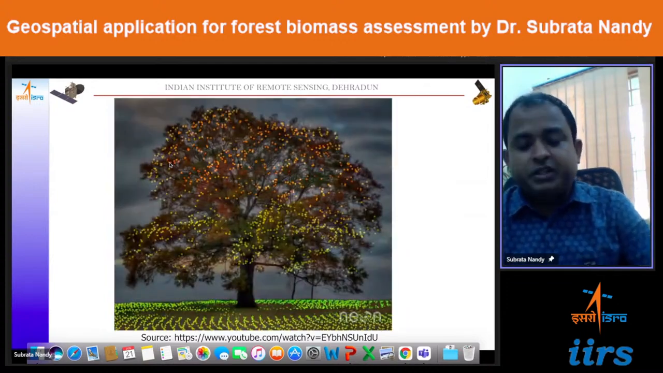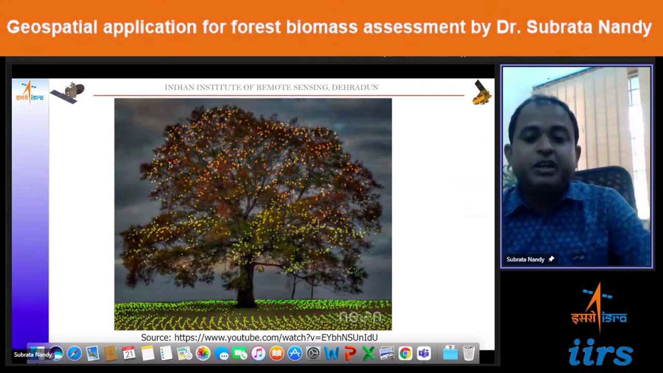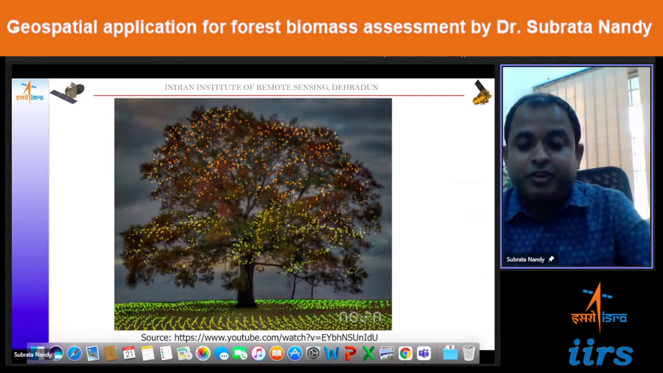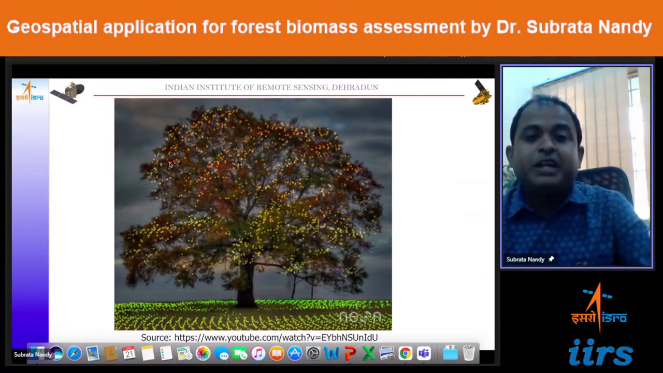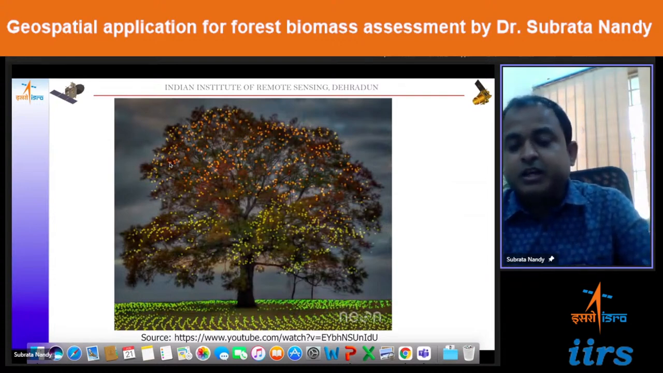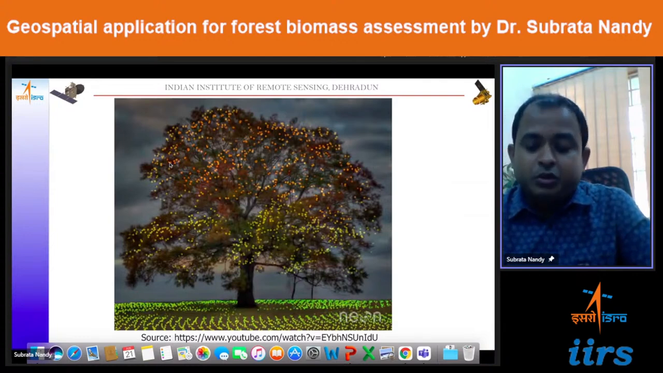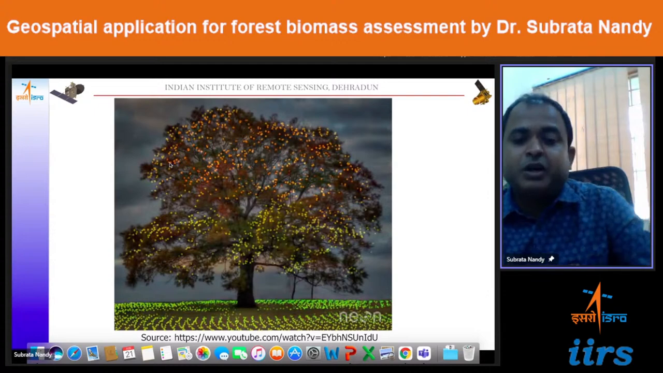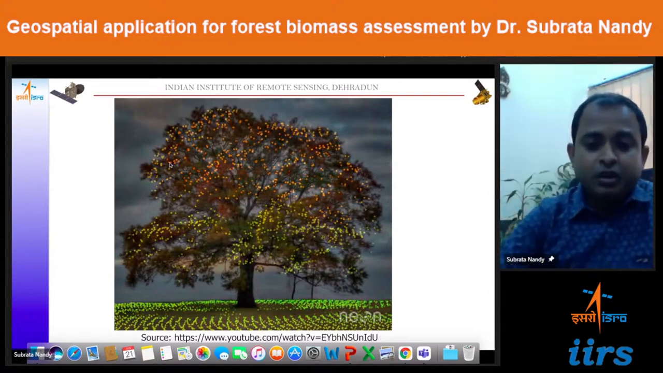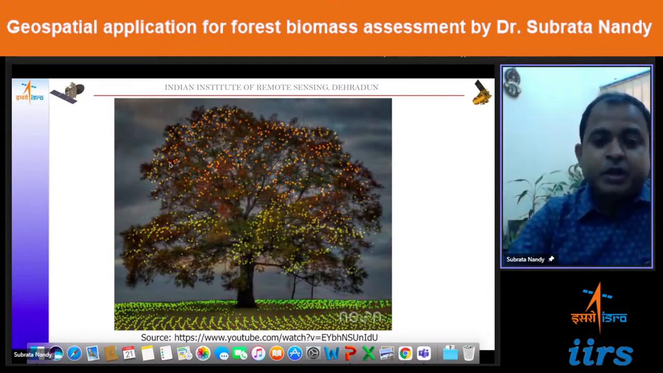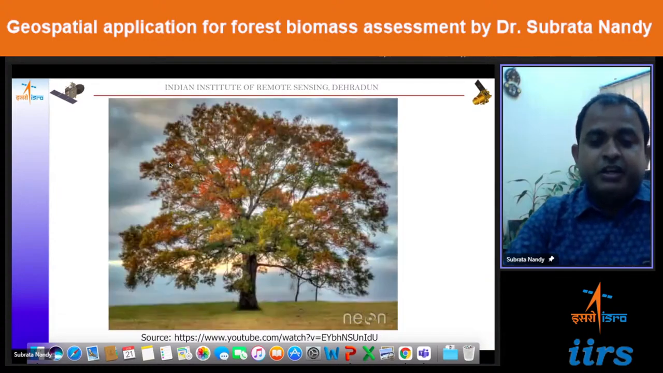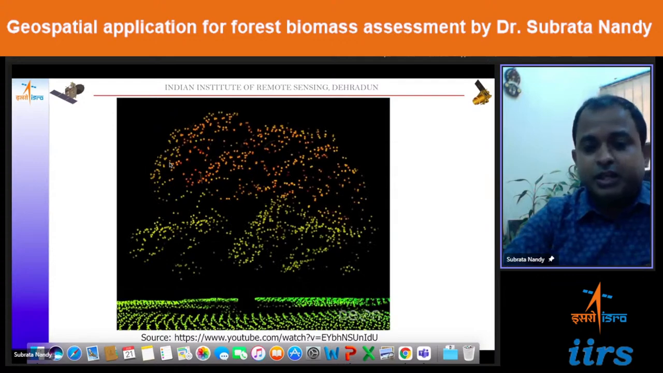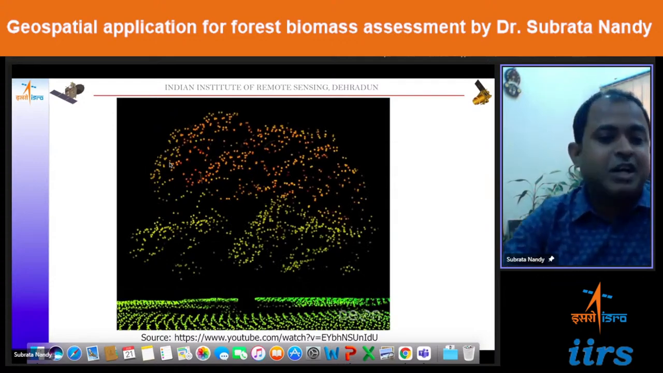Now the number of points, or the density per unit area, per meter square, you have to decide prior to your flight planning. So when you are planning for this airborne data acquisition, you should mention how many points you need per unit area or per meter square. So in this case, this is the tree, and you send laser pulses, and if I get the data, it looks like this. So it gets the complete structure of a forest.